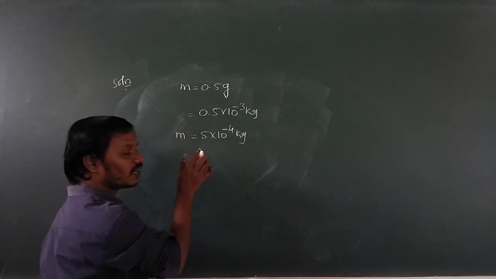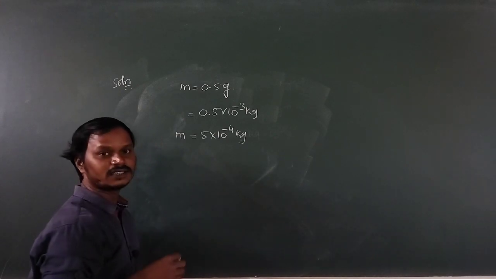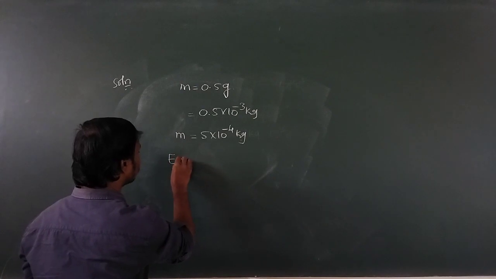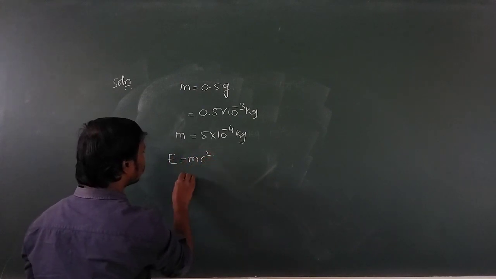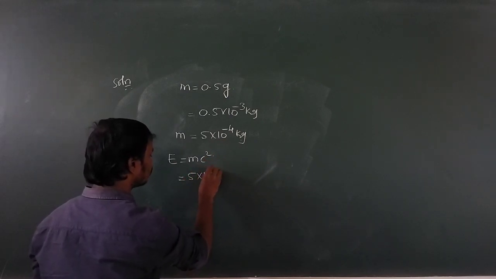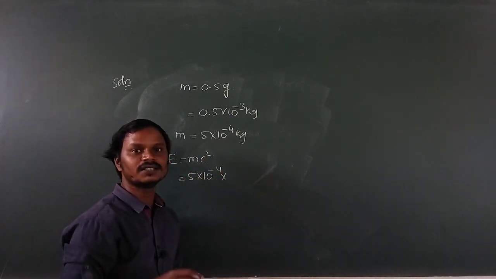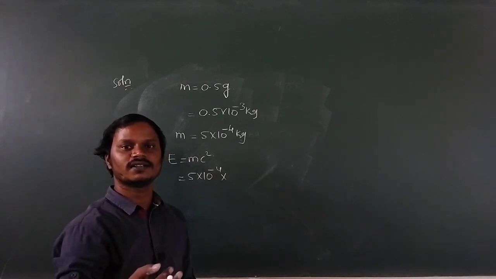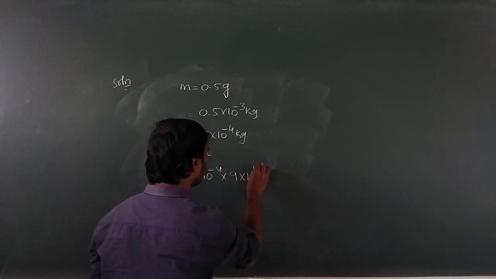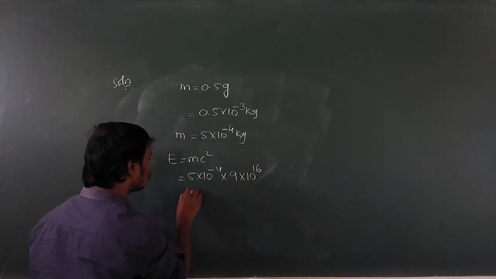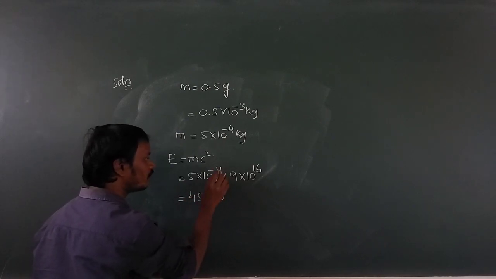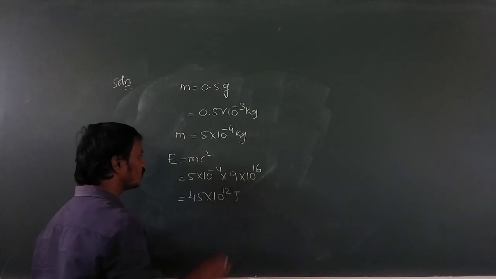Then we have to express this mass in terms of energy according to Einstein's mass energy relation, that is E equal to mc square. So m is how much? Mass is 5 into 10 to the power of minus 4. C square. The C value is 3 into 10 to the power of 8 and its square is 9 into 10 to the power of 16. Now, 5 nines are 45. 45 into 10 to the power of 12 joule.